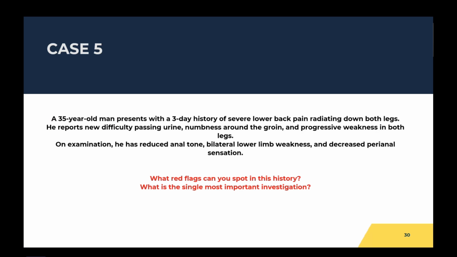So I'm going to start with the cases now. The first case is a 35-year-old man presenting with a 3-day history of severe lower back pain radiating down both legs, who reports new difficulty passing urine, numbness around the groin, and progressive weakness in both legs. On examination, he has reduced anal tone, bilateral lower limb weakness, and decreased perianal sensation. There are two questions, if you can write in the chat as before. What from this history are the red flags that you can spot? And what is the single most important investigation that you'd do?